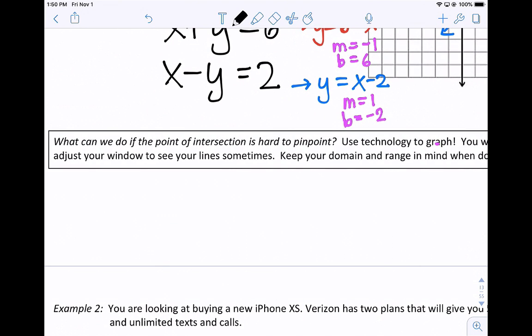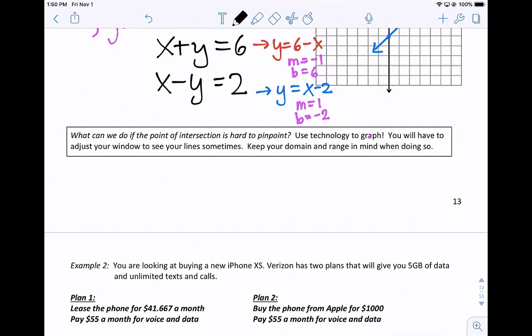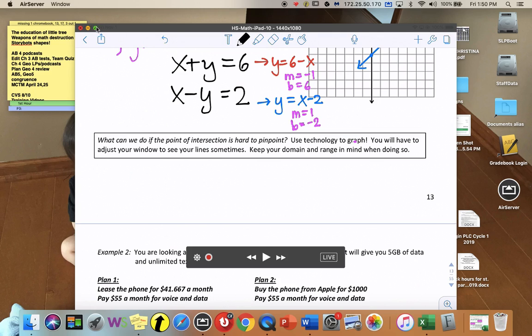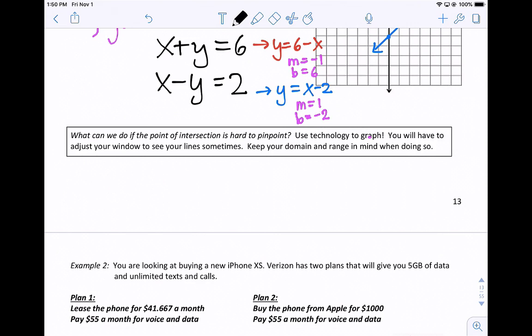What can you do if the point of intersection is hard to pinpoint? We're going to use technology to graph. You will have to adjust your window to see your lines sometimes. Keep your domain and range in mind when doing so. All right, so I'm going to pull up my graphing calculator. While I wait for that, we're going to solve a system by graphing on the graphing calculator.